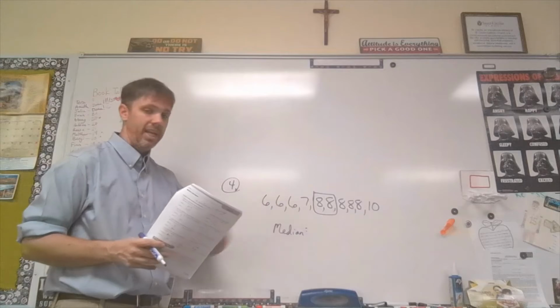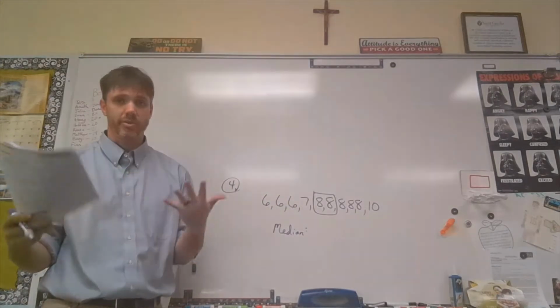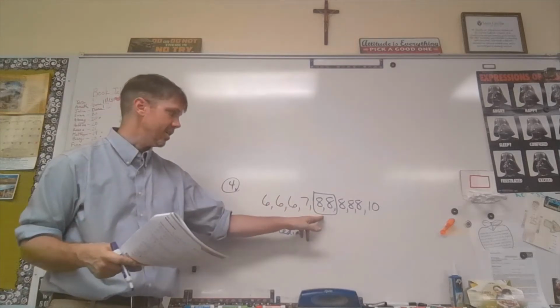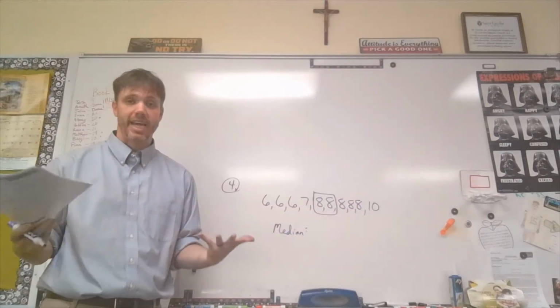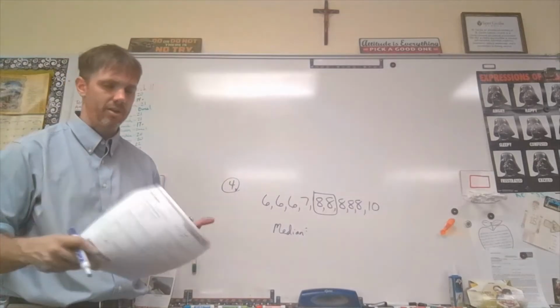Now, obviously, we could add these together. 8 plus 8 divided by 2. So 8 plus 8 is 16 divided by 2 is 8. If you have a median where the numbers happen to be the exact same number, obviously, if you add them together and then divide by 2, you're going to end up with the answer.